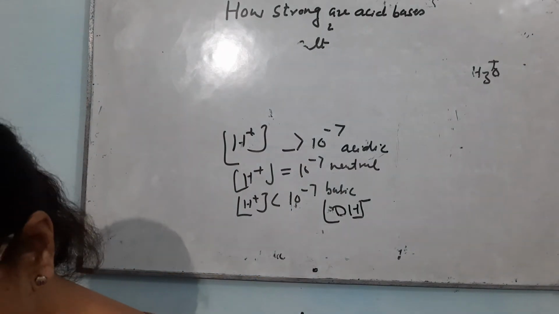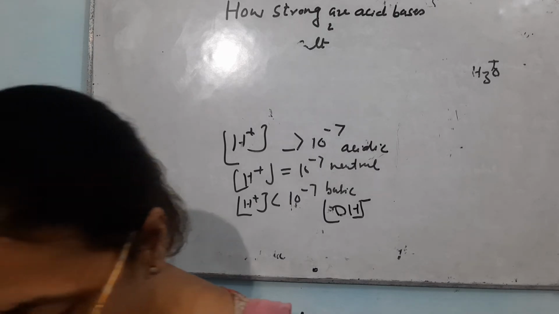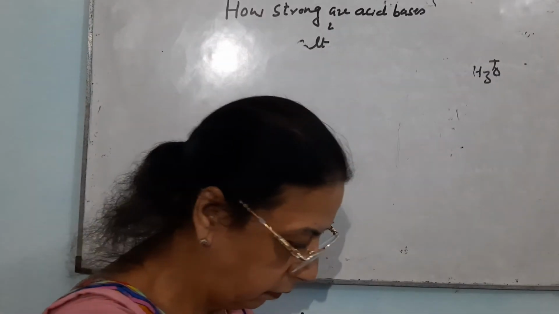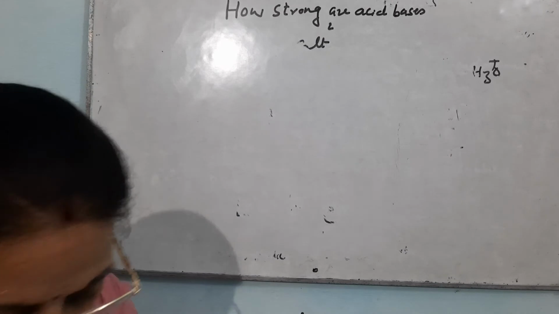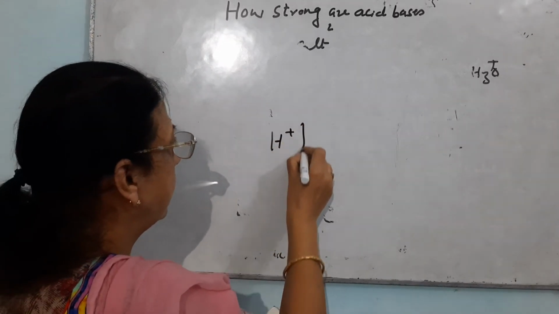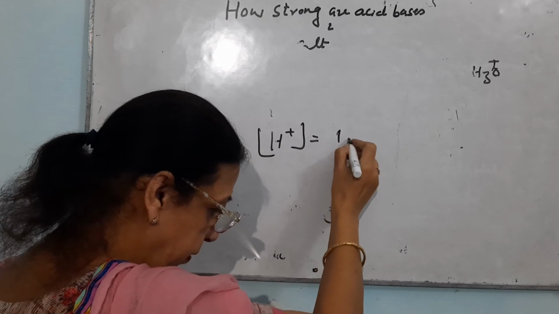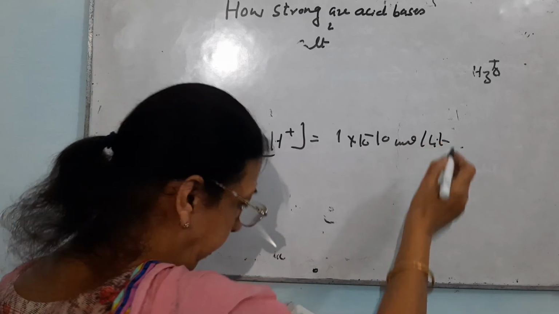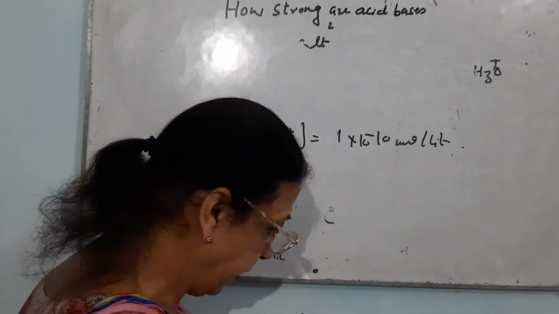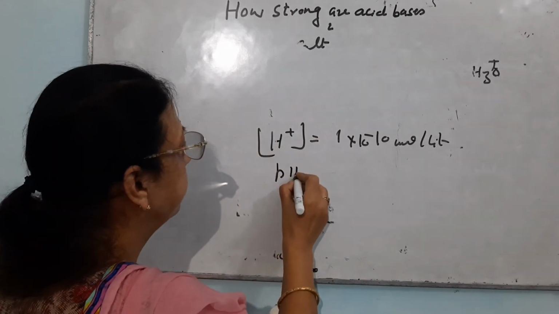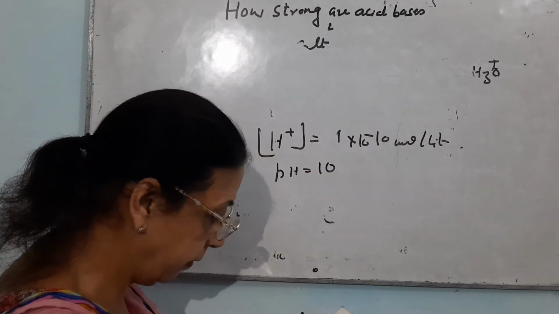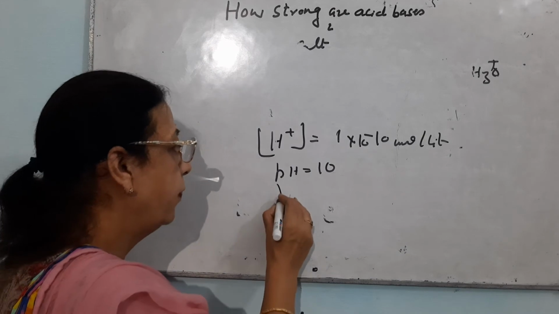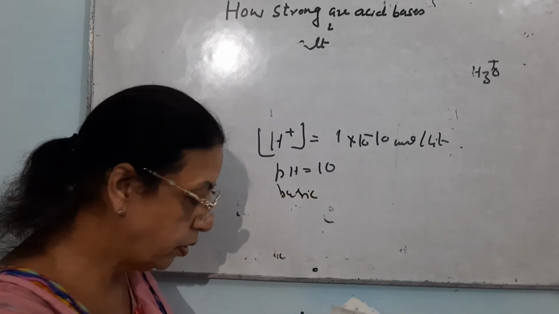Next one is, an aqueous solution has hydrogen ion concentration 1 into 10⁻¹⁰ moles per liter. Determine the pH. The pH will be 10. Is the solution acidic, basic or neutral? The solution will be basic.